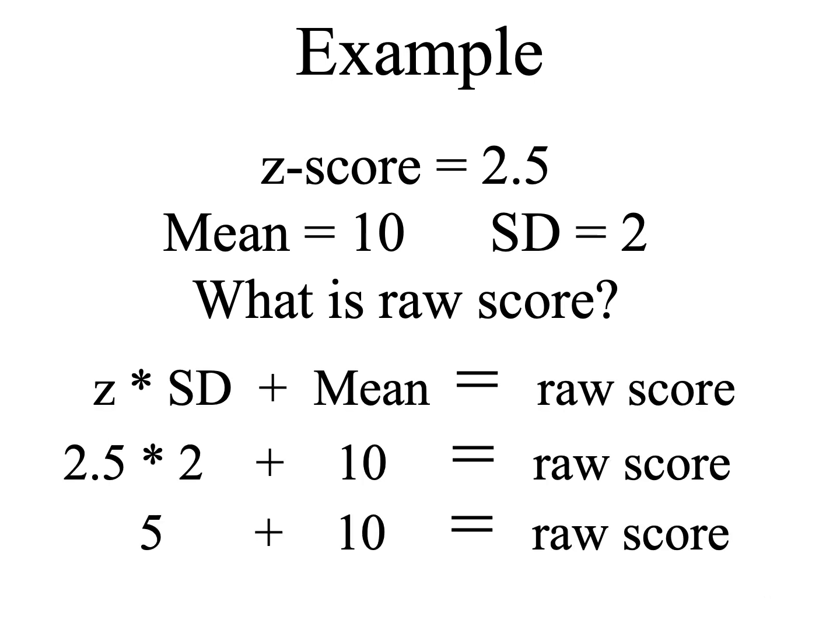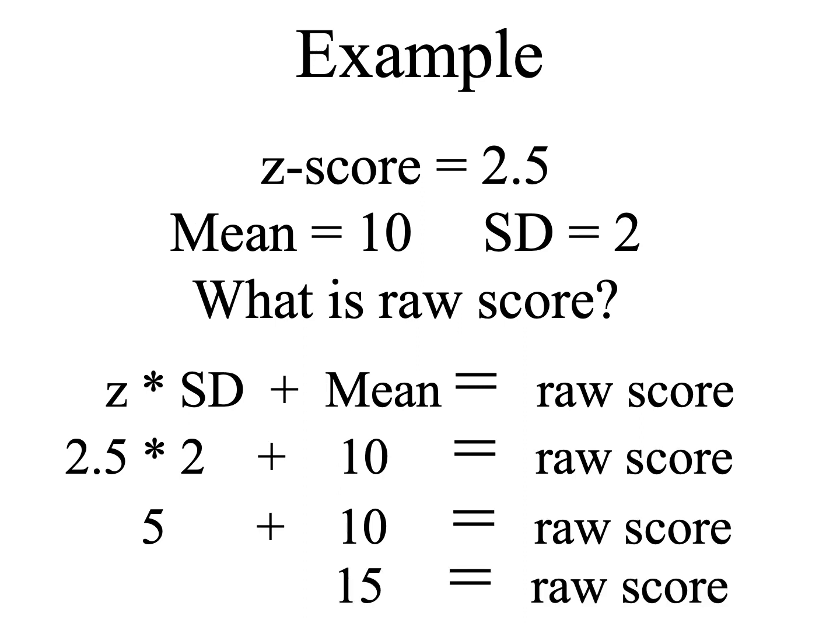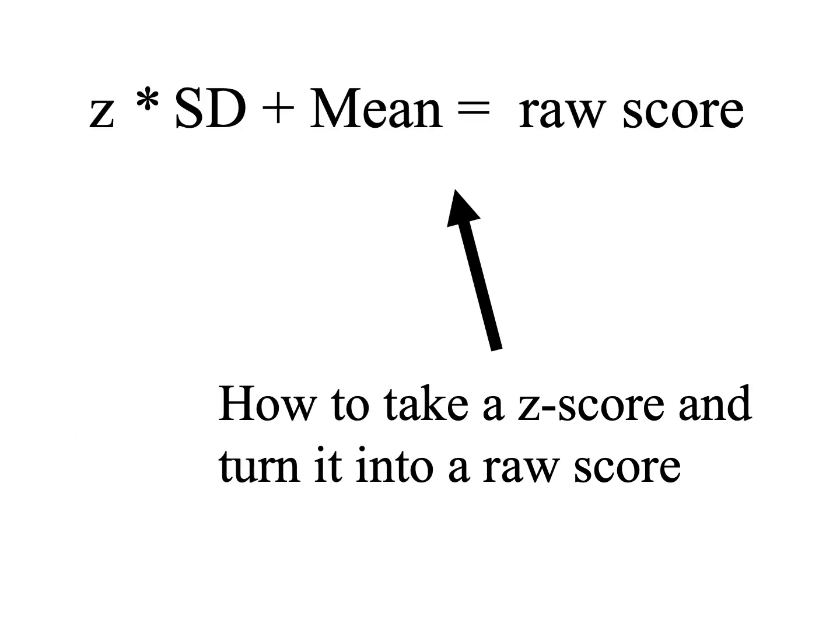Next, we multiply 2.5 times 2, so that's 5. Finally, we add 5 plus 10, and that's equal to 15. 15 is the student's raw score. This is the formula we've just been using. You can use this to take a g-score and turn it into a raw score. It's a good idea to memorize this formula.